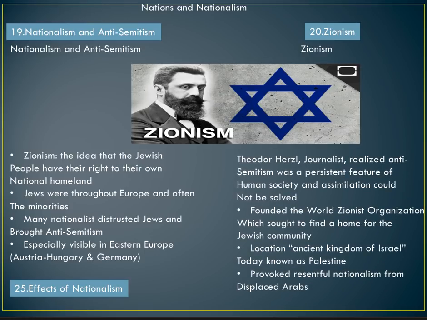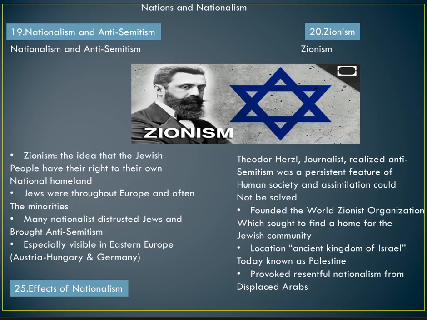So with Zionism, we see Theodor Herzl, a journalist, realized anti-Semitism was a persistent feature of human society and assimilation could not solve it. Again, think about it. Since the beginning, the Jews have been displaced. From the very beginning we heard about them, they have been moving everywhere. They can't find a homeland because they've been displaced from the original homeland. So they founded the World Zionist Organization, which sought to find a home for the Jewish community. The location was the ancient kingdom of Israel, which is today Palestine.